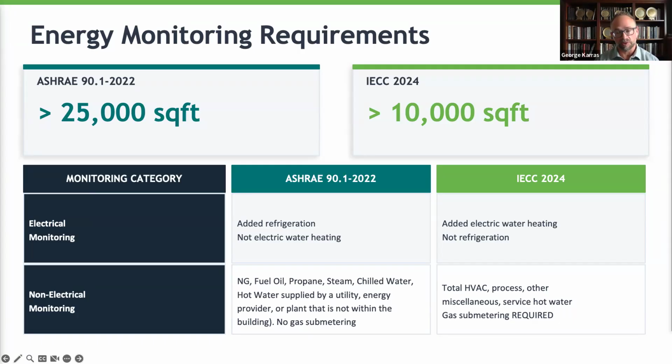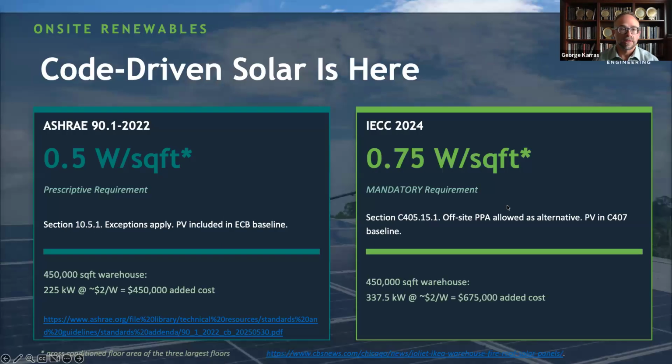now requiring gas submetering. To give you an idea, we just did a project, a municipal building, and adding this metering, just the electrical portion, was a $200,000 add on a municipal police station. So it's a significant cost. And if you go to even the gas submetering, that adds that much more cost to your projects. So that's another reason that we're recommending ASHRAE.